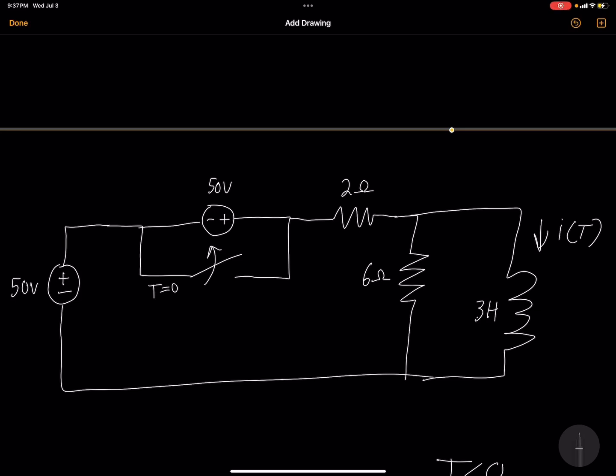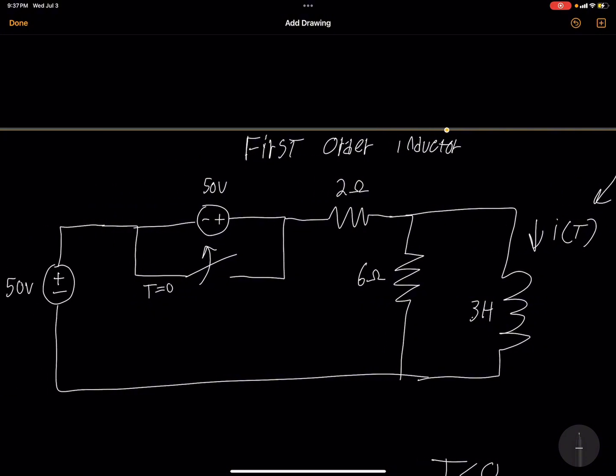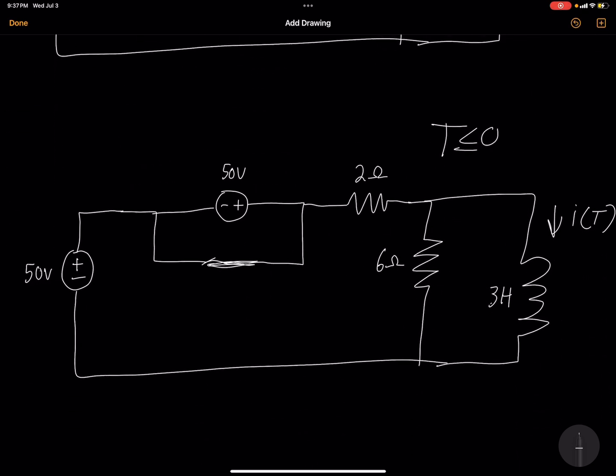Alright, so we have this first order inductor circuit. We need to find what the current as a function of time through the inductor is. So what we're going to first do is solve for it before 0. That is our first step.